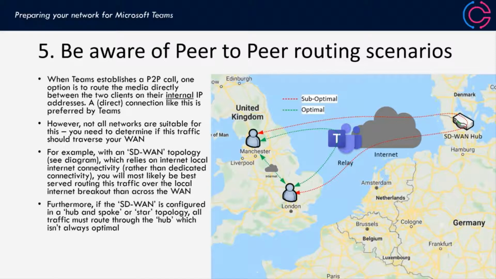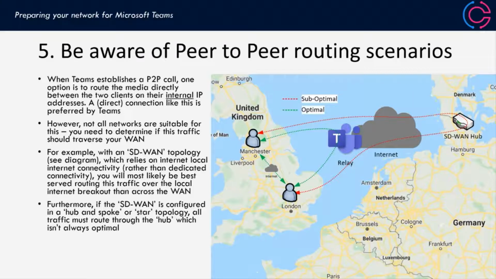Which means that when you're establishing a peer-to-peer call, as far as Teams is concerned, these people are locally connected to each other, and that's the preferred method because we're locally connected. We won't break out onto the internet. But in this scenario, that's actually a worse case because we have an internet breakout from London going all the way over to Denmark to go to an SD-WAN hub to come all the way back to go to Manchester. So Teams is thinking that's the most optimal path because they're both on an internal network. But in this case, that isn't actually suitable.